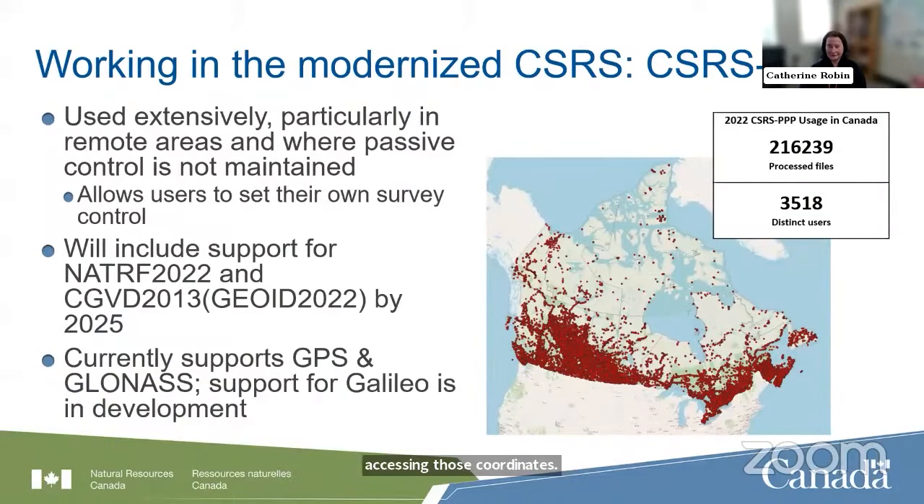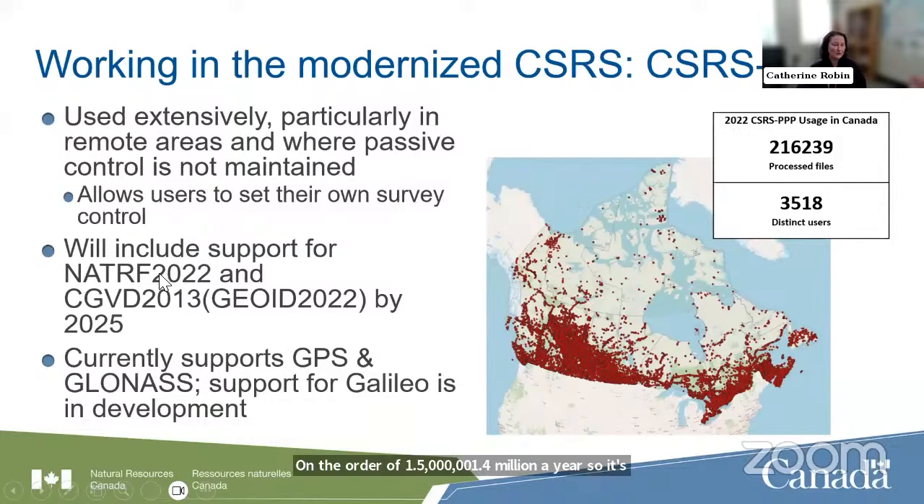As I mentioned earlier, one of our most used tools is the CSRS precise point positioning service. This is used a lot, especially in remote areas where passive control is not maintained, and by surveyors, which allows surveyors to set their own survey control. This is the same data set that I showed in the heights figure earlier, but it shows a bit better the usage of this service in Canada. We processed again 216,000 files in 2022 from 3,500 different users, and globally we're processing on the order of 1.4 million a year. So it's quite an extensively used tool.